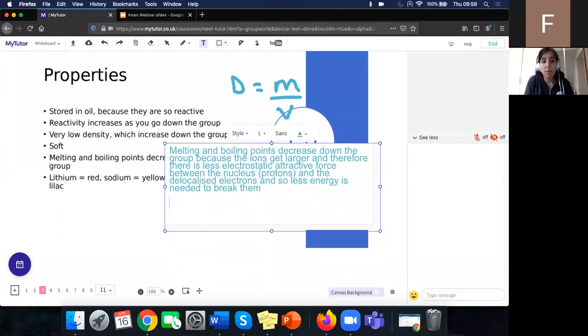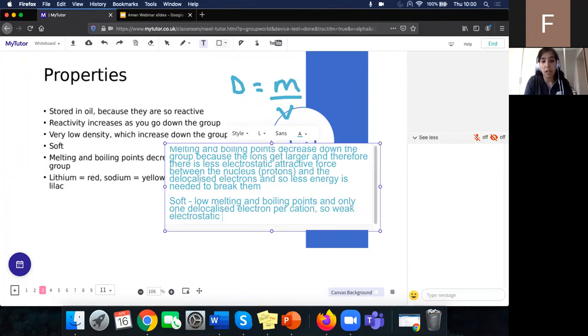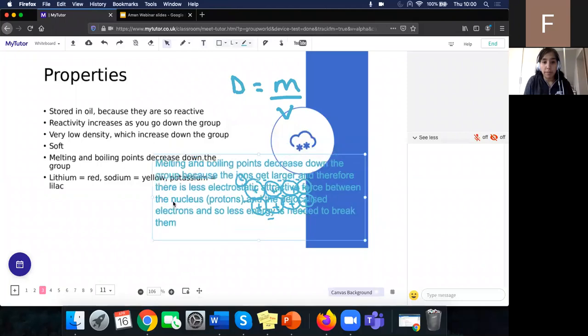And then for being soft, it's because they have low melting and boiling points and only one delocalized electron per cation, so weak electrostatic attractive forces. And remember, they get softer down the group. Okay.